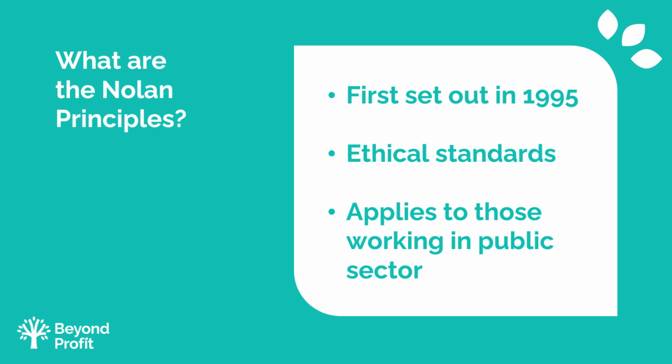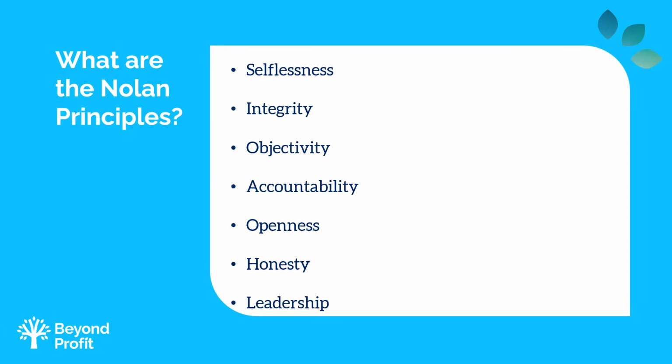So they may not apply to all charities, but a lot of charities do adopt these as they're a really good set of principles. They were first set out in 1995 and they're some ethical standards. So what are they? They are selflessness, integrity, objectivity, accountability, openness, honesty, and leadership. Now, you may see some similarity here with the Charity Governance Code, and it's true there definitely are some overlaps.